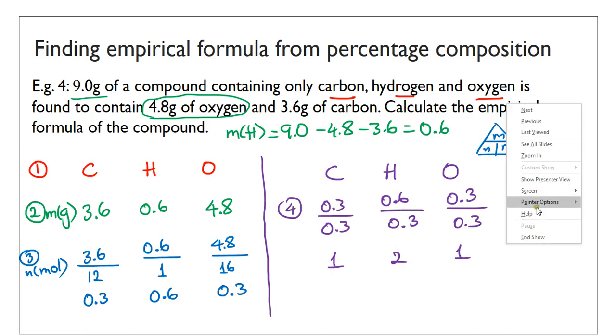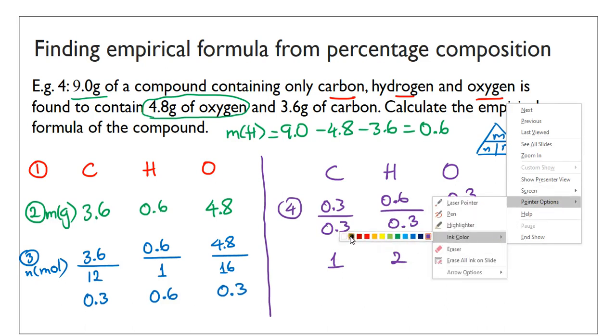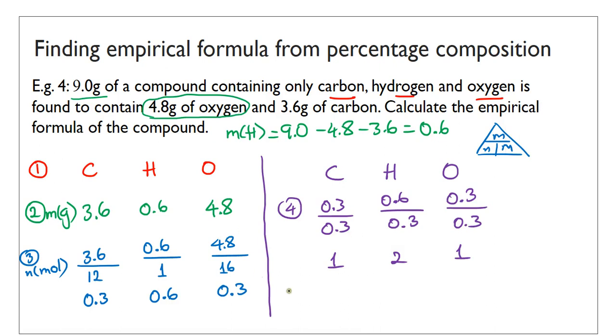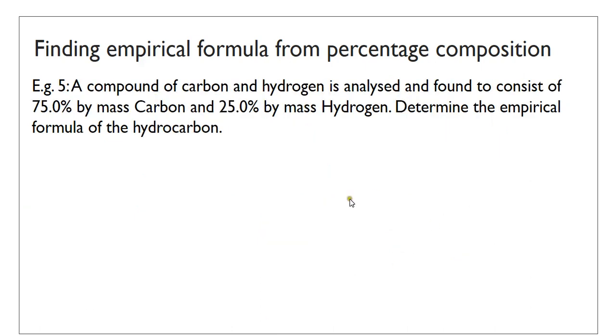And remember that once you get to this step, you do have to answer the question by writing out the actual empirical formula. And the actual empirical formula in this case is CH2O. So 1 carbon, 2 hydrogen and 1 oxygen. You don't have to write the subscript if it's 1. So just CH2O. I don't think it's wrong to write C1H2O1, but I think this is the convention. All right, let's go through another example.